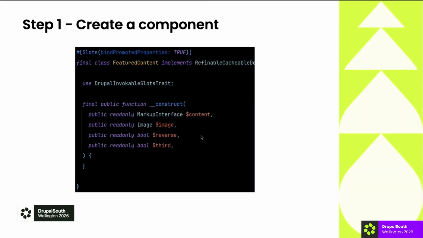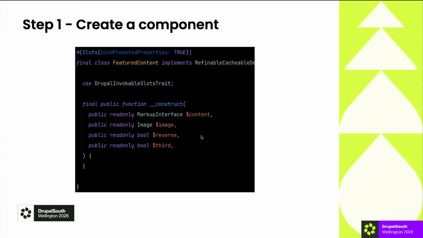In Pinto, we just create a PHP class. So we make a featured content class, and we basically have 1 constructor parameter per twig variable. We had the 4 variables in the twig template, so we have 4 constructor variables. And that attribute right at the top there, the slots attribute, is basically telling Pinto, take each one of these constructor parameters and register them as theme variables for this particular component.